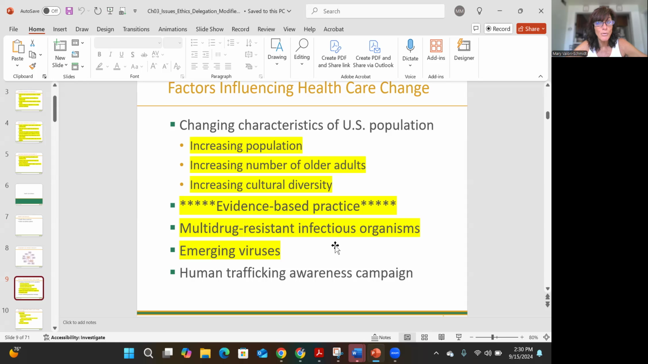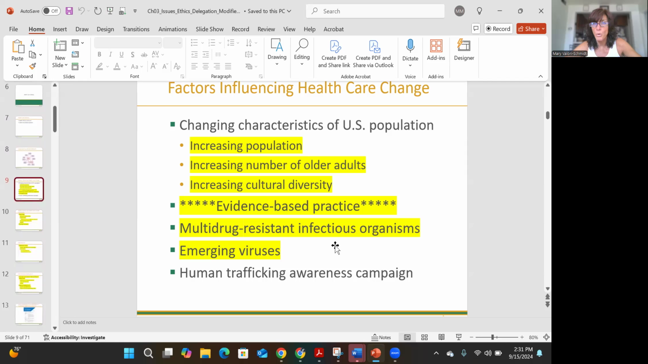MDROs, multi-drug resistant infection organisms: MRSA, methicillin-resistant Staph aureus, VRE, vancomycin resistant enterococcus. Those are things that you used to only get in a hospital or a facility of some type. Now there's community acquired MRSA and community acquired VRE. So that's having an impact on the healthcare system. Emerging viruses, COVID, right? We're not going to get too in depth about human trafficking. We'll touch on it briefly.